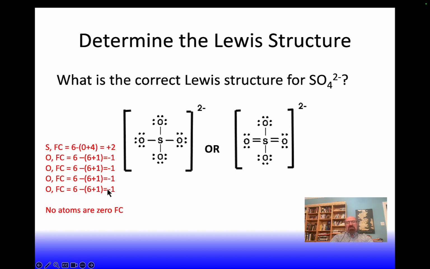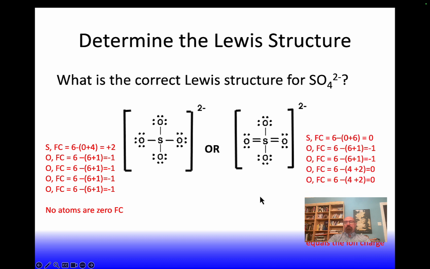There are no atoms with 0 formal charge. This doesn't sound very good to me. All right. If you add these all up, it does add to the correct charge outside. Minus 4 plus 2 is minus 2. So at least that's right. So it kind of doesn't look too bad, but let's see if we can do better.